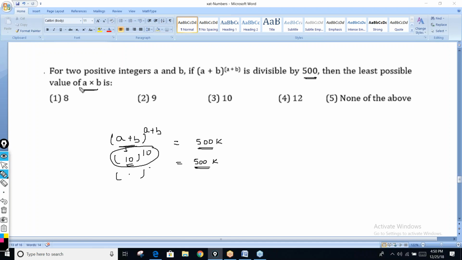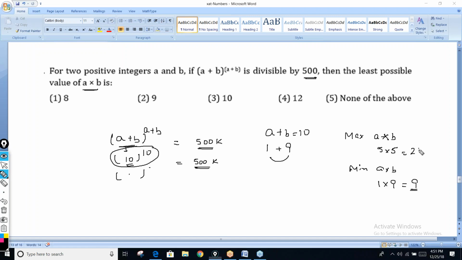So what we need to find out? The least possible value of a into b. A plus b is 10, and if the sum is constant, we know how to maximize the product. The maximum product will be when both the numbers are equal. But here we have to minimize. The product will be minimum when both the numbers are as far apart as possible. So I'll take one number as 1 and the other number as 9. So the minimum possible value is 9.